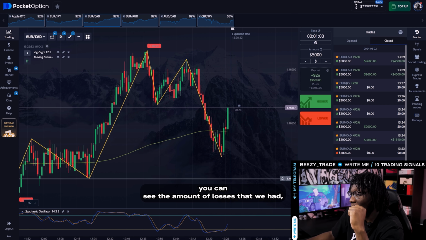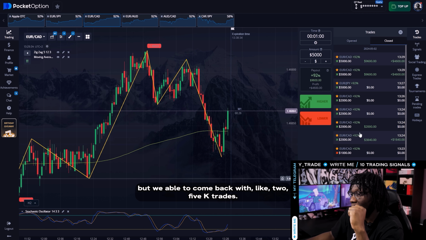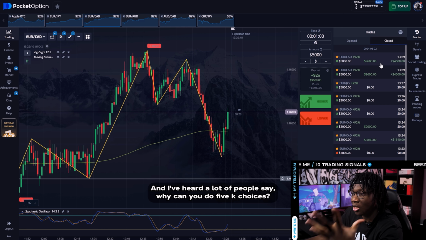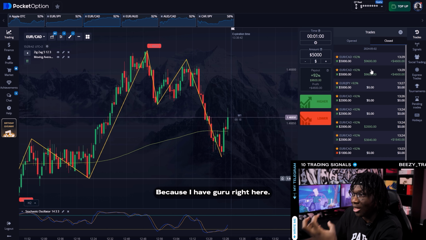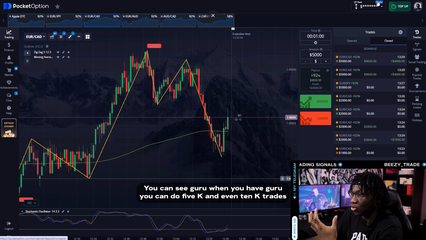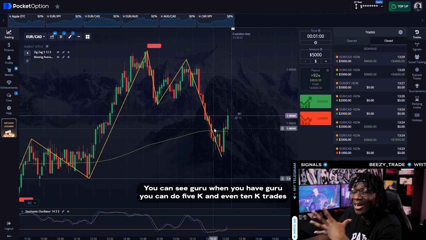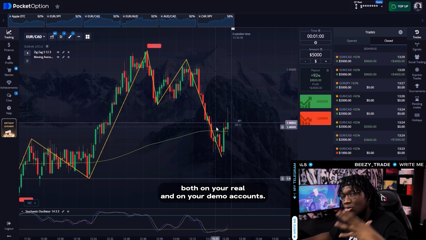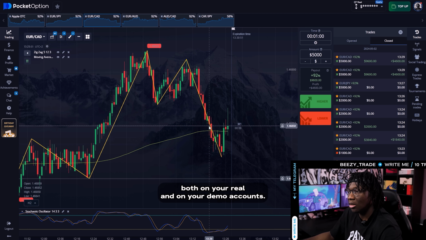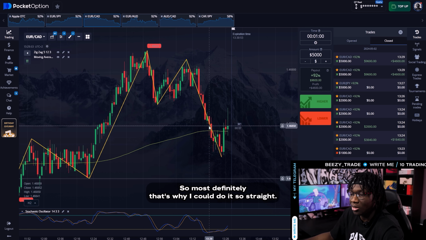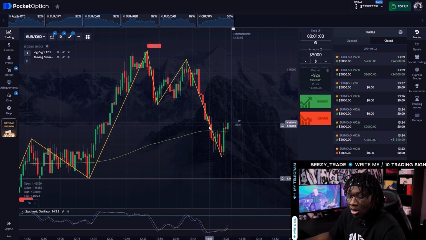You can see the amount of losses that we had, but we were able to come back with like 2 5K trades. And I've heard a lot of people say, why can you do 5K trades? It's because I have Guru right here. You can see Guru. When you have Guru, you can do 5K and even 10K trades, both on your real and on your demo accounts. So most definitely, that's why I could do those trades.